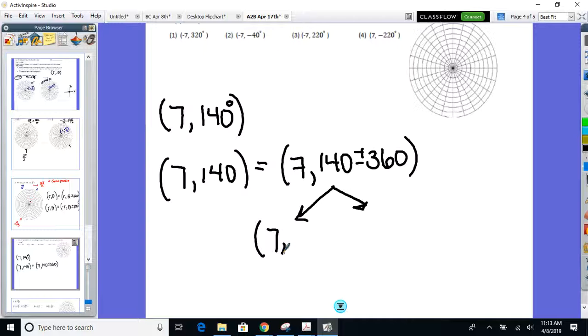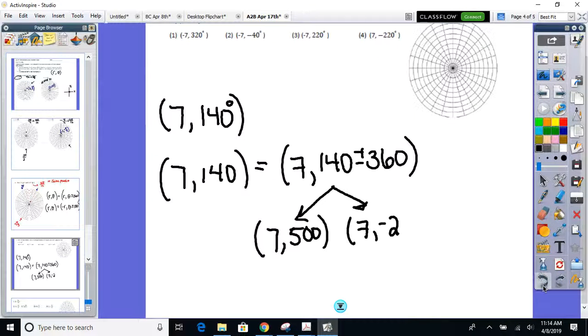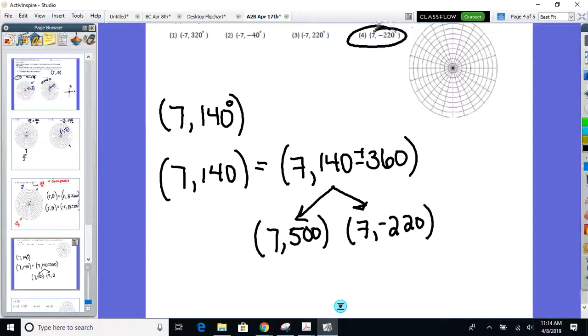7, 500, not a choice, but it's still the same point. And 7, negative 220. So it could be choice 4. We're not done, though. Everyone all right there? If you're going to keep the 7 positive, you got to add and subtract 360.